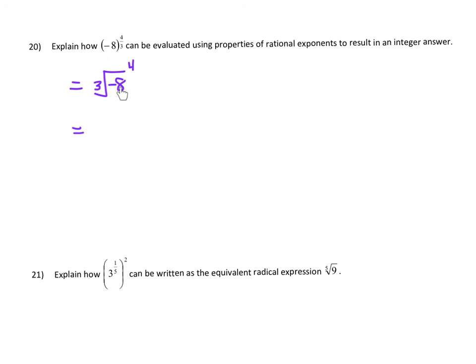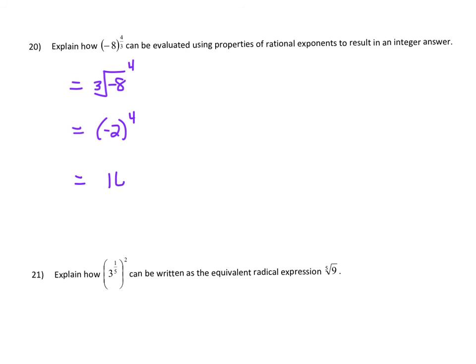All right, so the cube root of -8 would be -2, right? Because -2 times -2 times -2 is -8. So this would be equal to -2 to the fourth power. And then -2 to the fourth power, -2 times itself 4 times, is equal to 16.